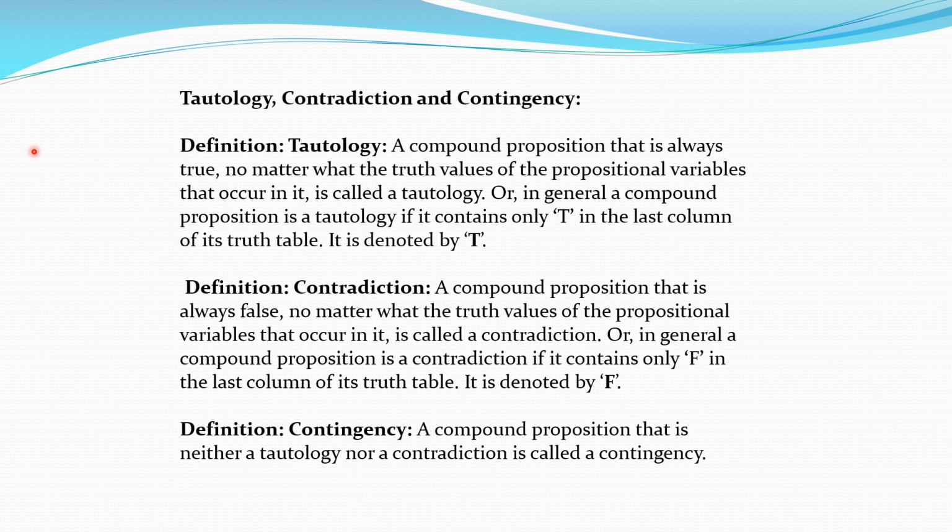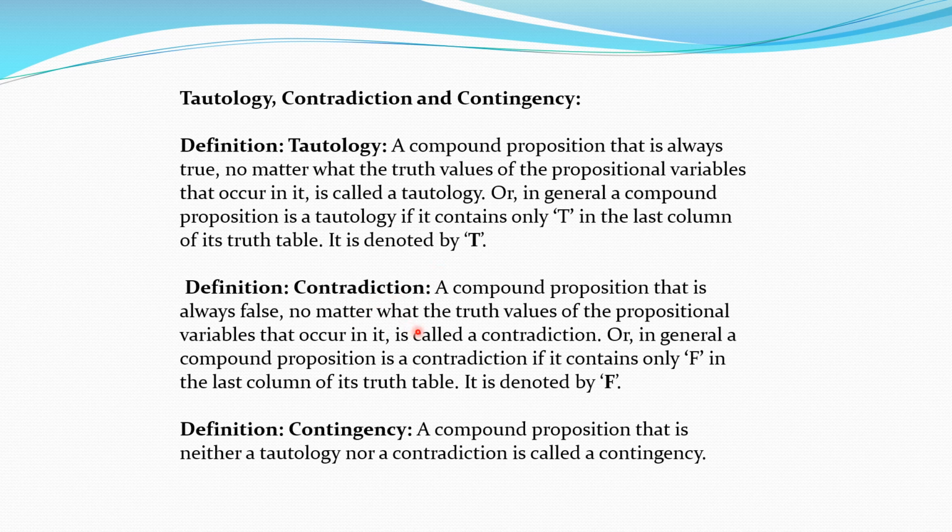A compound proposition that is always true, no matter what the truth values of the propositional variables that occur in it, is called a tautology. Or in general, a compound proposition is a tautology if it contains only T in the last column of its truth table. It is denoted by bold capital T.